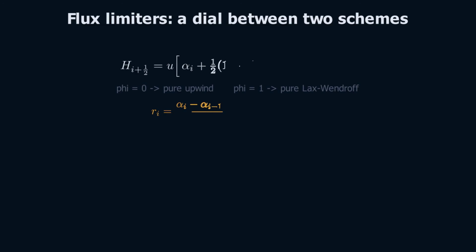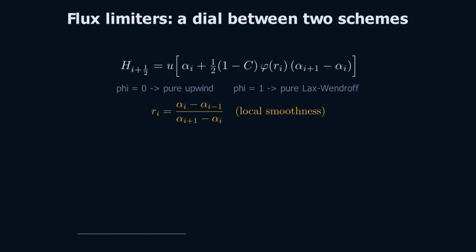The nonlinearity that Godunov demands enters through the dial's input, R, the ratio of the upstream slope to the local slope. Where the solution is smooth, R is near 1. At a sharp front or a wiggle, R swings wildly. The limiter reads R and decides, cell by cell, every time step, how much second-order correction is safe. Sweby mapped the safe territory in 1984. Any curve phi living inside a particular wedge is provably TVD.